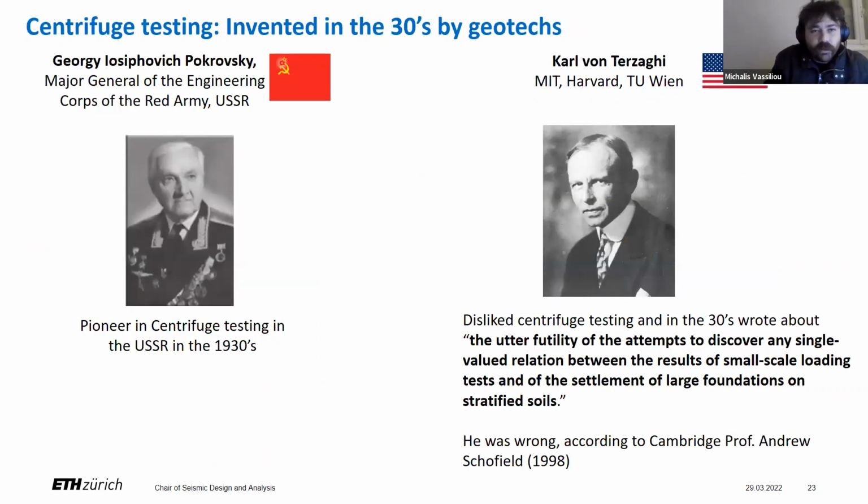Centrifuge testing is not new. It was invented in the 30s by the geotechs. It went sort of in parallel in the Soviet Union and the US. The main difference is that in the Soviet Union, they believed more in centrifuge testing. In the US, the dominant figure at the time of soil mechanics was Karl Terzaghi, who didn't really like it, but he was wrong, according to Cambridge professor Andrew Schofield. This is what he wrote in a paper in 1998.